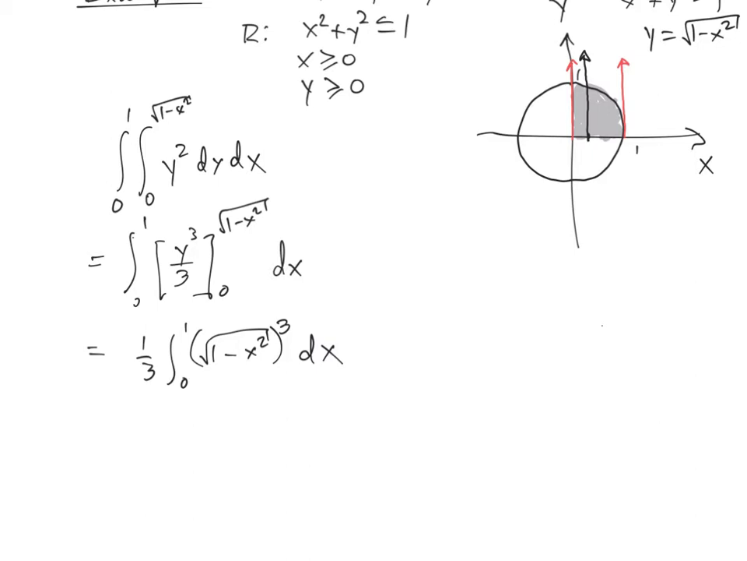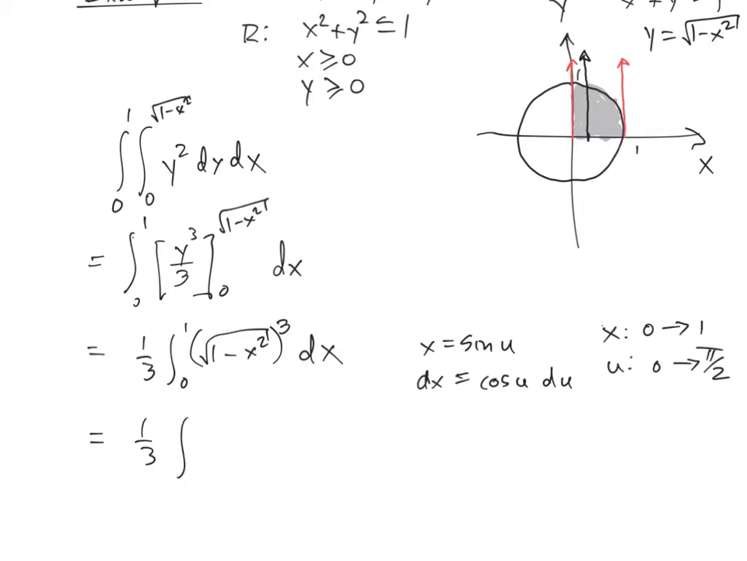So you could use a variable substitution here. You could say, well, I'm going to let x equal the sine of u, which means dx is equal to cos u du. x was going from 0 to 1, which means u is going to go from 0 to pi by 2. And I use that variable substitution. So now my integral becomes 1/3 times the integral from 0 to pi by 2 of cos u cubed, times cos u du.